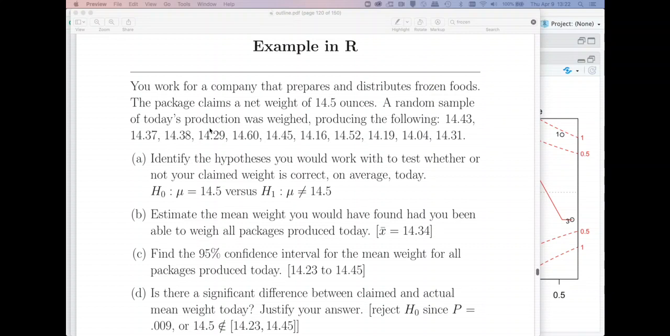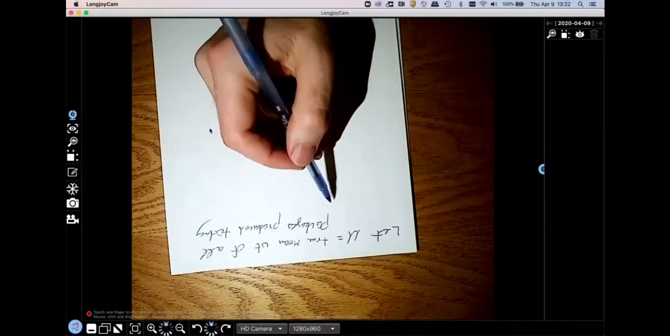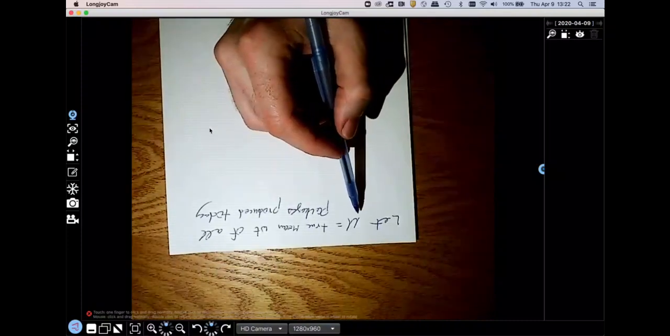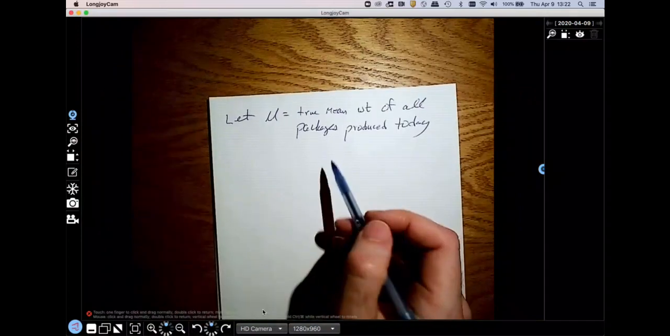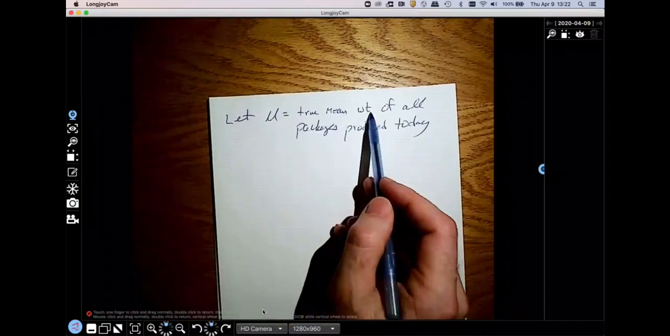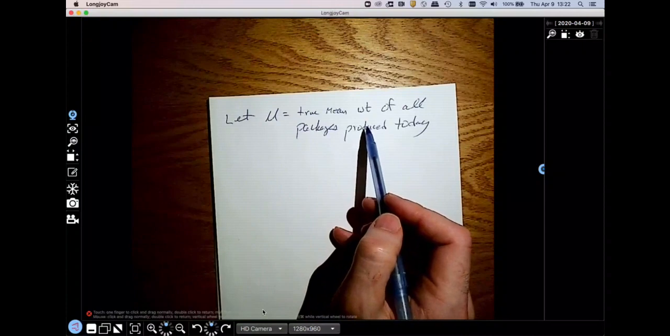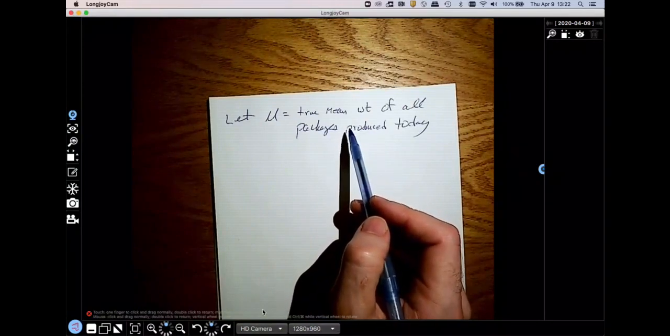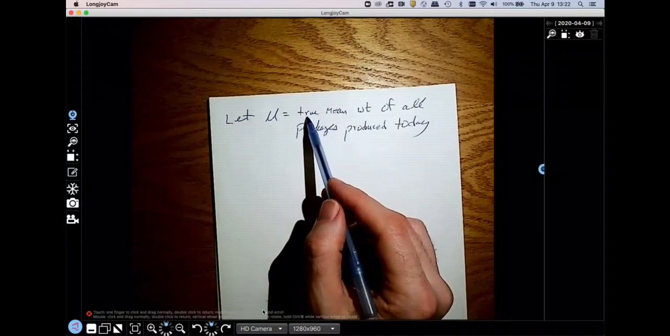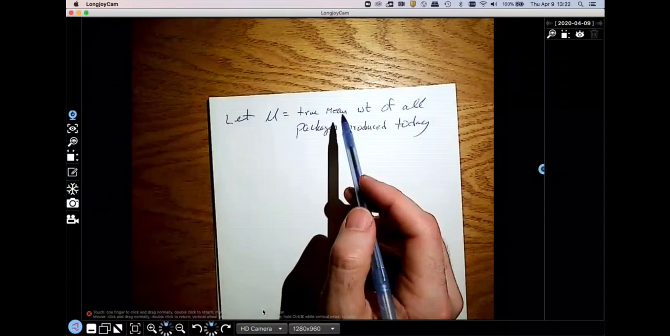A couple really important points with this. Number one is we need to identify what is the parameter that we're studying here. So I scribbled it down on the pad over here. So let mu be, let's get this right side up. Mu is going to be the true mean weight of all the packages produced today. So all packages produced today is going to be the population. The parameter is the mean weight if I could weigh all of those packages.